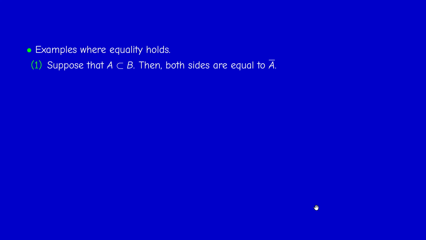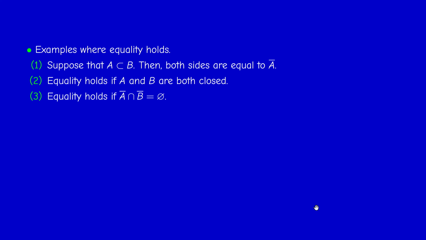So you may easily check that we have equality and both sides are equal to the closure of the smallest set. Okay, another trivial case is when both A and B are closed, of course, because then A equals A bar, B equals B bar. A intersected with B is closed, so it's equal to its closure. So everything is equal to A intersected with B.